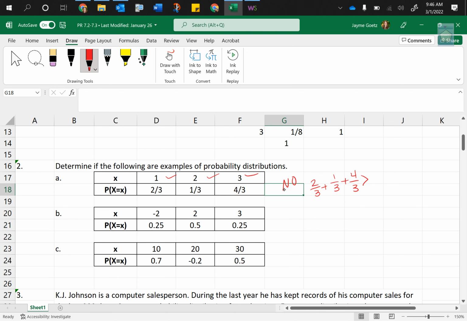On part B, again, the x values can be whatever they want. So we have a negative x value, that doesn't matter. X values can be whatever they want. But the probabilities are what our focus is.